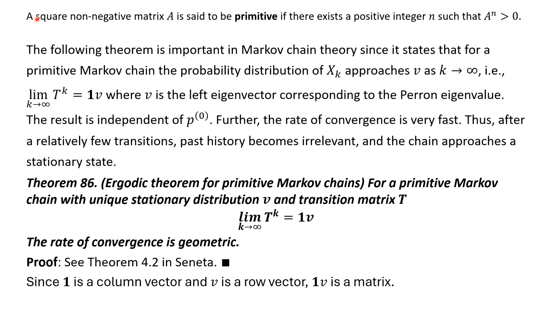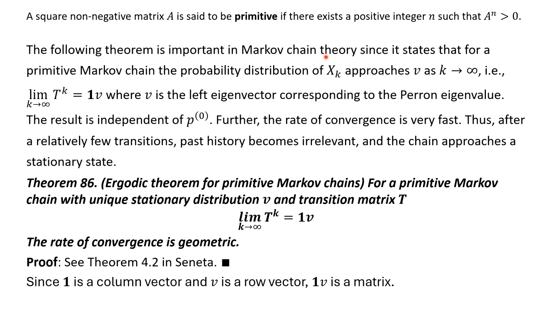I just want to remind you of a definition before we get into this slide. This was from my first lesson in this playlist concerning a primitive matrix. A square non-negative matrix A is said to be primitive if there exists a positive integer n such that A to the n is greater than 0. So we're going to need this condition in the theorem that we talk about here. So let me introduce the theorem.